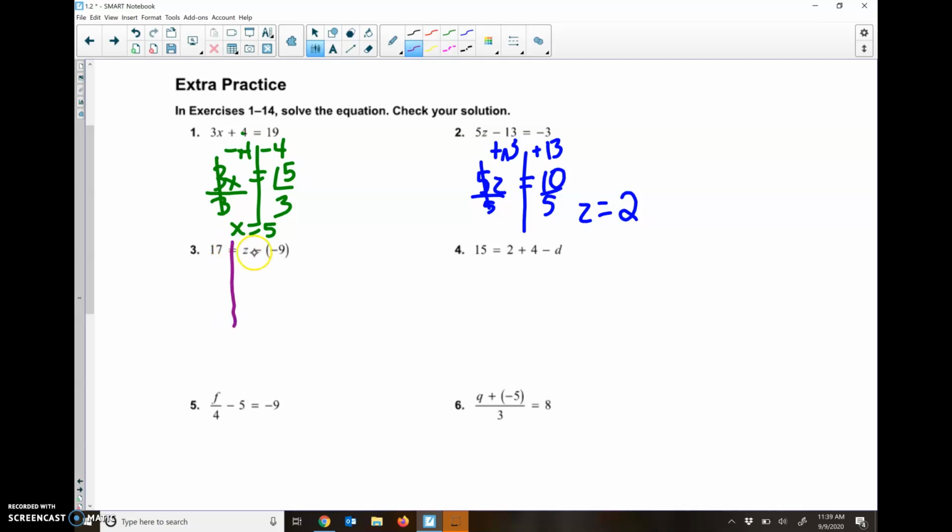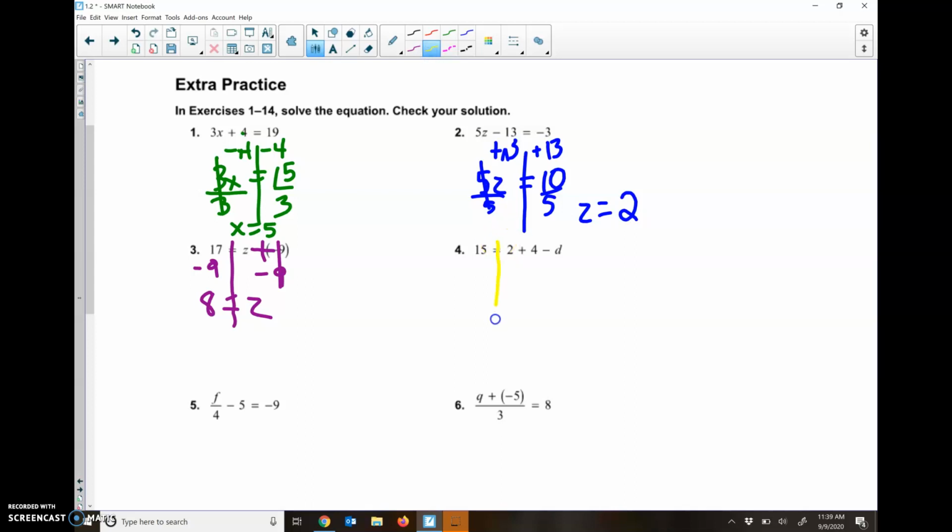All right, number 3, I have z minus a negative 9. So this one might be a little tricky because I have a minus a negative. So if we remember from last year, minus a negative just turns into a plus. So that's really z plus 9. So that means I'm going to subtract 9 from both sides. 17 minus 9 is 8. There's nothing in front of the z, so I don't have to divide anything. So z equals 8. We don't have to worry about anything after that.